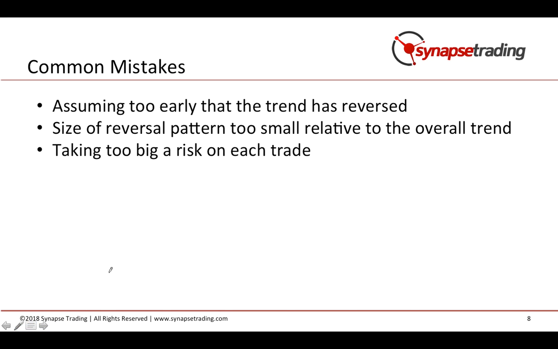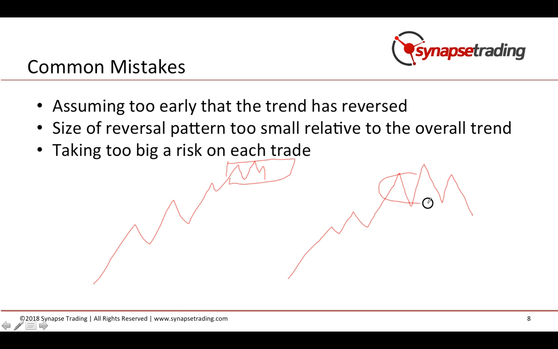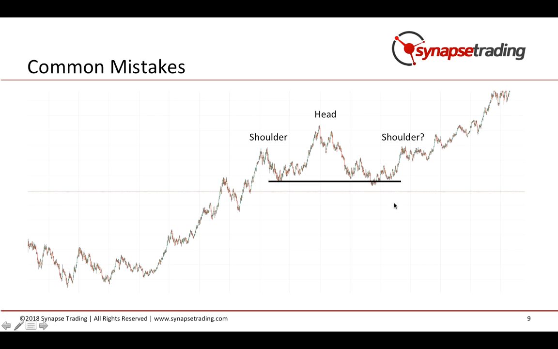Okay, so for example, if the trend is a huge trend, and your pattern is just a small pattern like that, it's not going to be powerful enough to reverse the trend. What you need is a huge pattern like this, which has a higher chance of reversing this trend. Okay, so we look at an example over here.